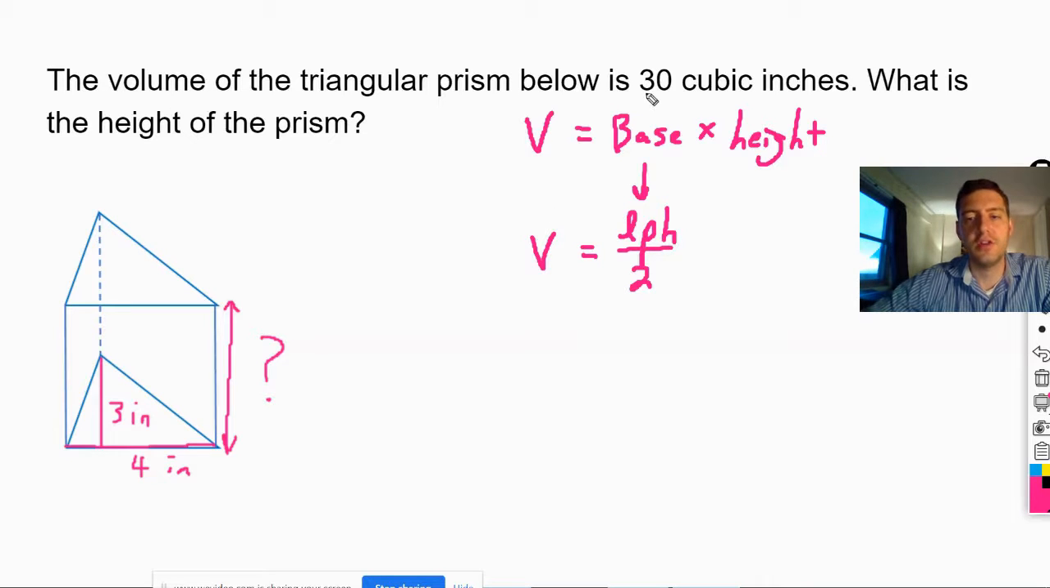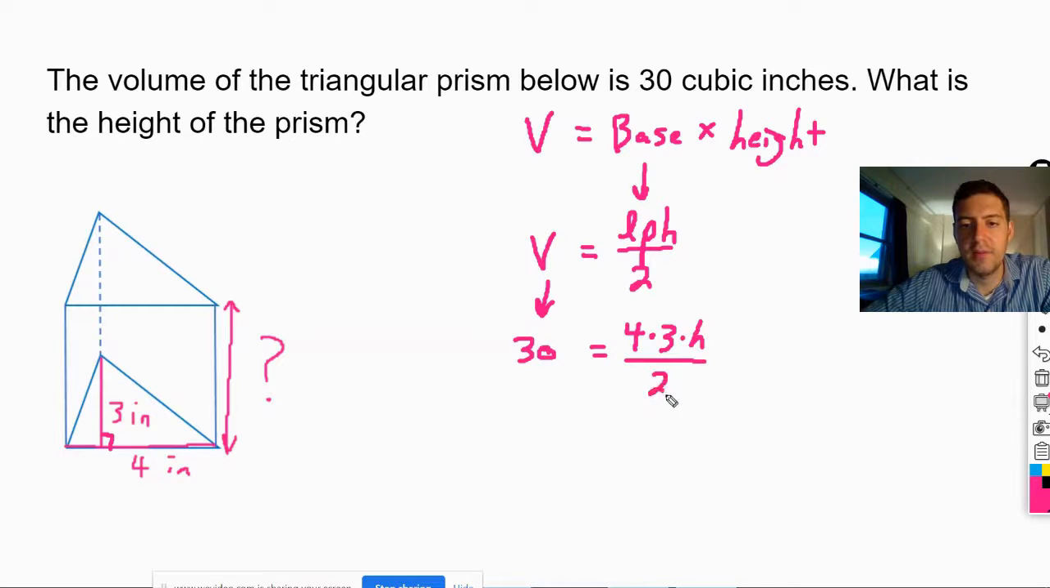So the volume is 30 cubic inches. We're going to plug that in for V. The length here we can see from the diagram is 4 inches. So that's for L. Okay, this, which is really the height of the triangle, is 3 inches. We're looking for the height of the prism. We don't know that yet, so we're just going to keep that H there, then divided by 2. There are different ways that we could solve this problem. We could multiply both sides by 2, and then divide both sides by 4, and then divide both sides by 3. What I'm going to do over here is simplify this.